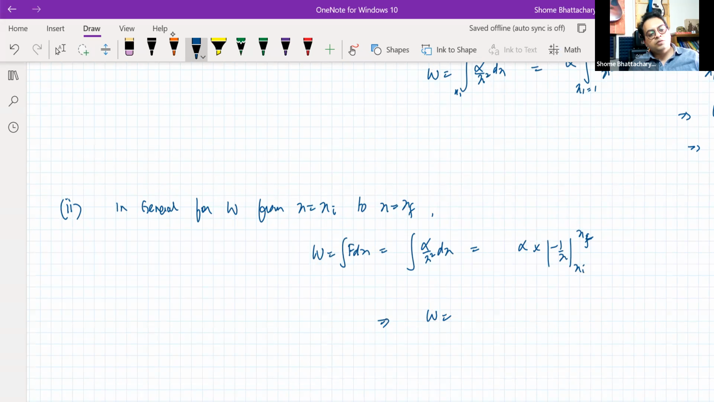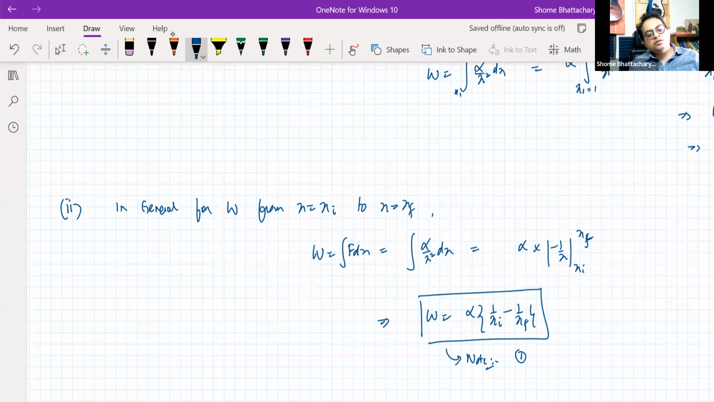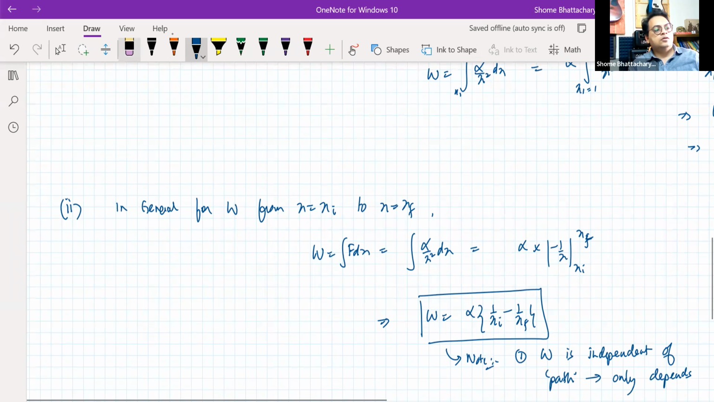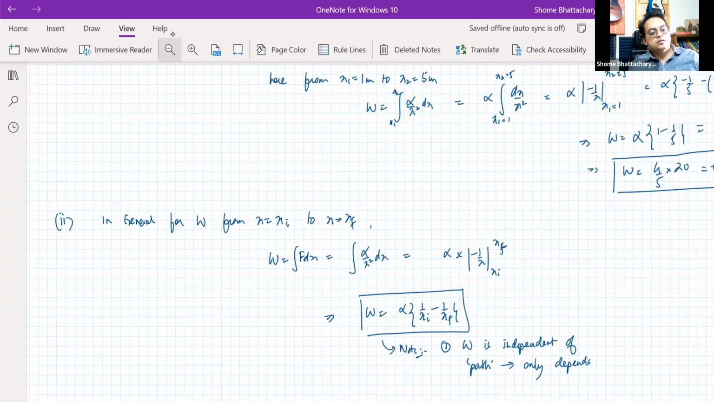Okay. So the formula for work done becomes alpha into 1 upon x initial minus 1 upon x final. So when we examine this formula, we can see that, first of all, the work done is independent of path. It only depends on the initial and final position.